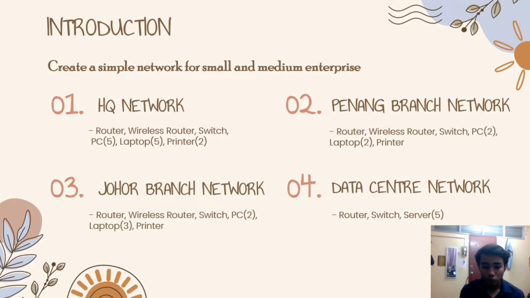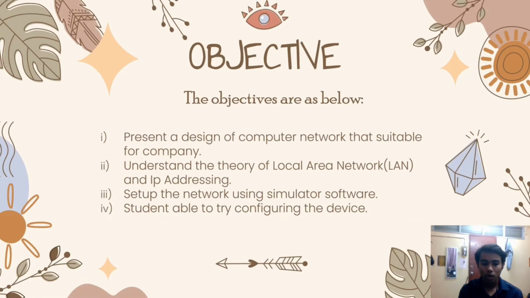So we are going to the objective. The main objective for this simple network is to be able to present a design of a computer network that is suitable for the company. Students should be able to understand the theory of local area network and IP addressing, set up the network using Packet Tracer, and try configuring the devices. And the last one is that students should be able to know how to share files and ping using command prompt.